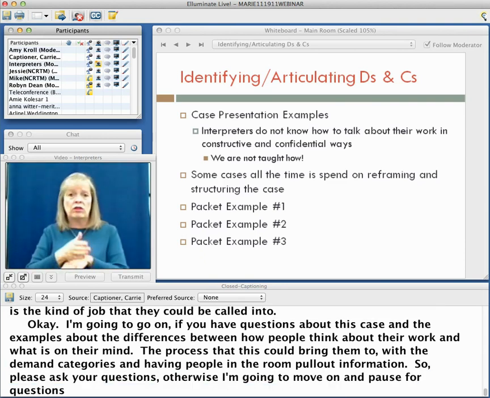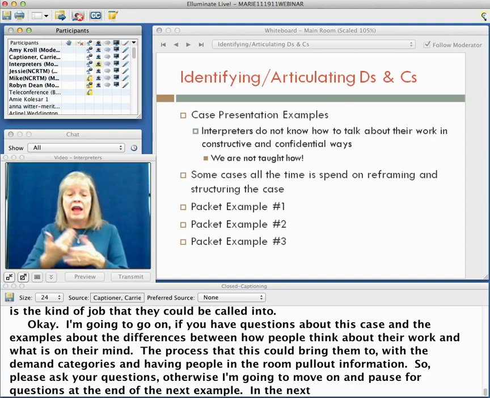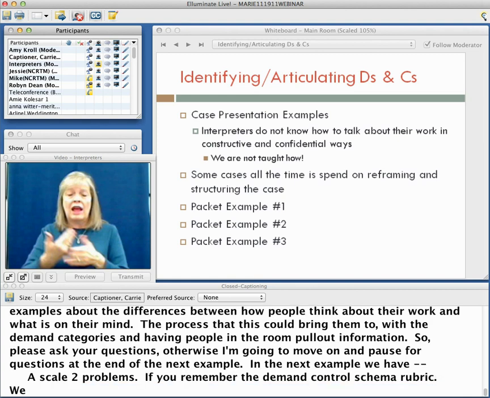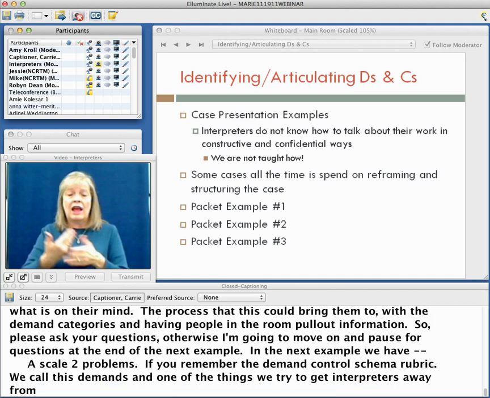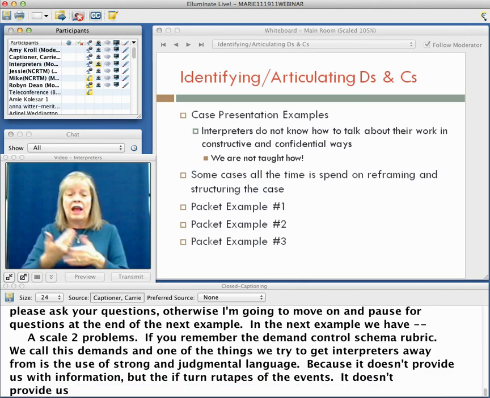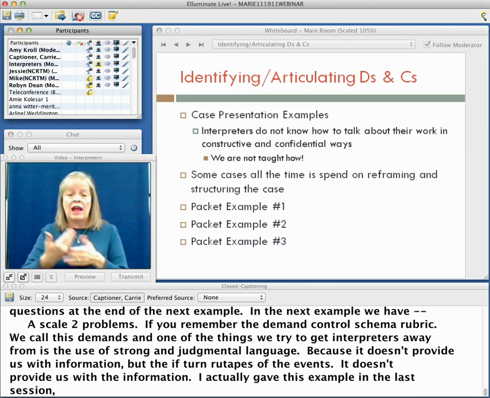In the next example, we have Scale 2 problems. If you remember the demand control schema rubric, we call Scale 2 distinctness of demands. One of the things that we try to get interpreters away from is the use of strong emotional and judgment language, because it doesn't provide us with any information. It only provides us with the interpretation of the events. I actually gave this example in the last session when I was talking about how to build a constellation of demands. But now I'm going to use it to show you a quite lengthy case.